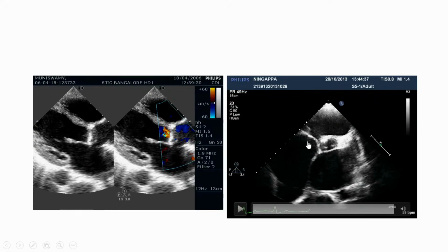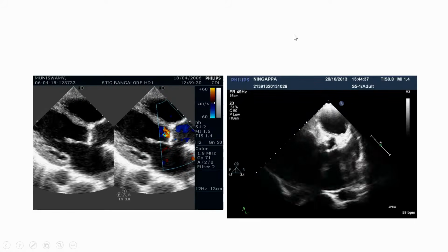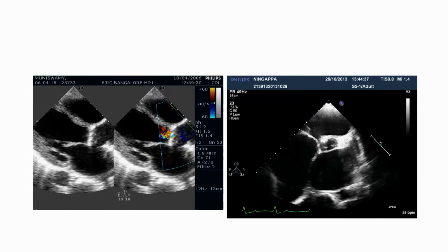In the parasternal short axis view, again here we can see the leaflet separation, which helps in suspecting how severe the aortic stenosis is.